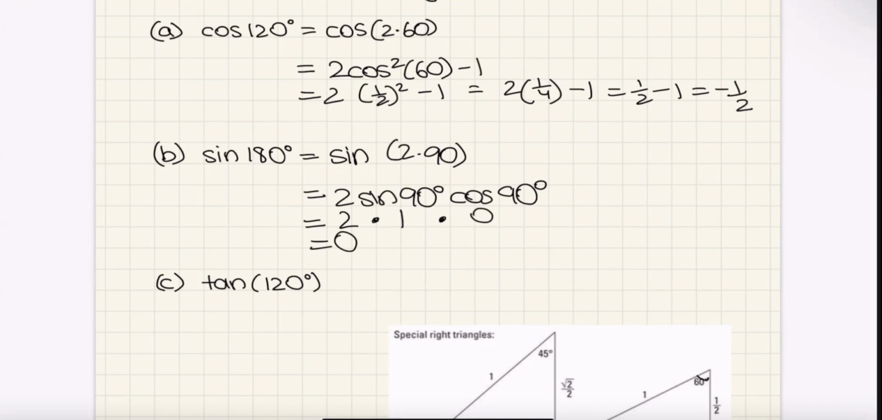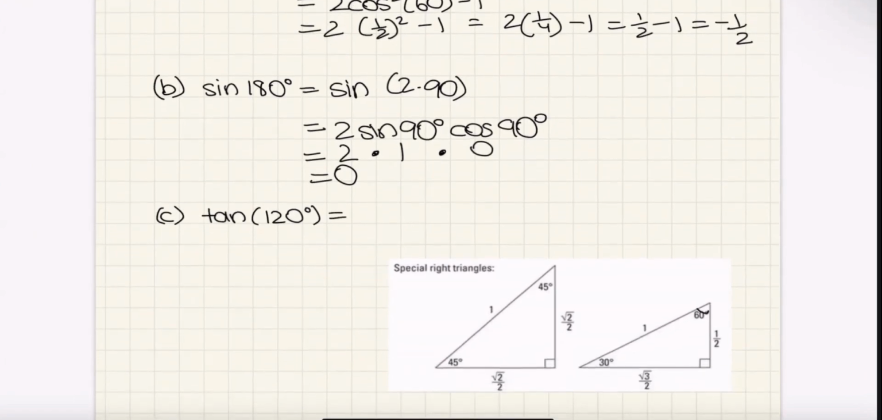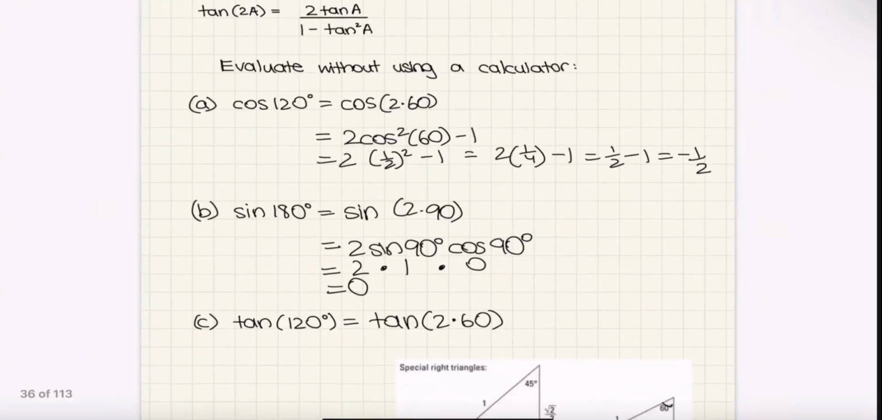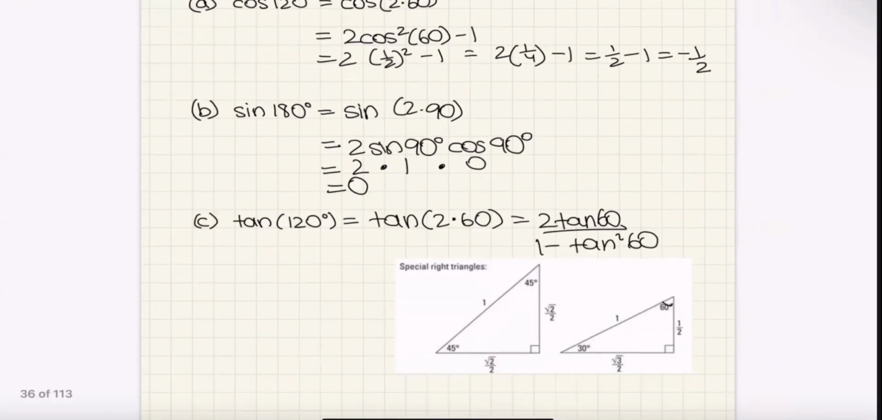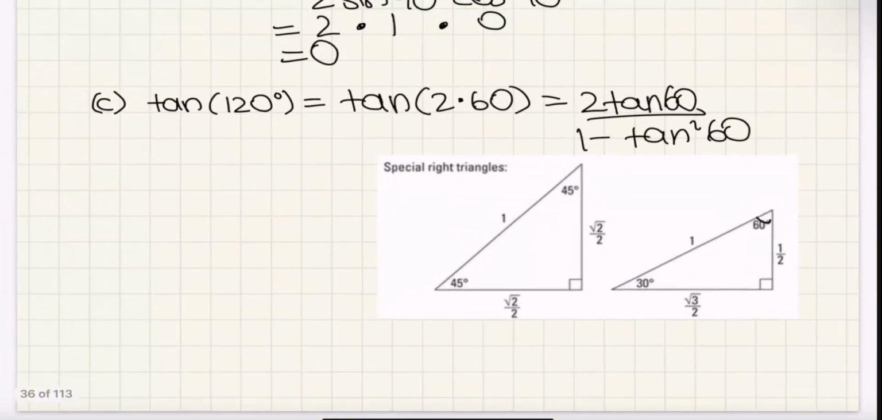And once again, if we were to type in sine of 180 in our calculator, it does give us 0, and so we've gotten this correct. The last one is tan of 120. So tan of 120 is the same as tan of 2 times 60. And according to our double angle formula, it's going to be 2 tan A, so 2 tan 60 over 1 minus tan squared 60. And let's zoom in on that and figure out what that is.